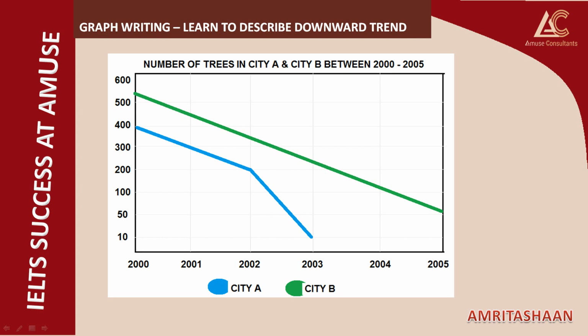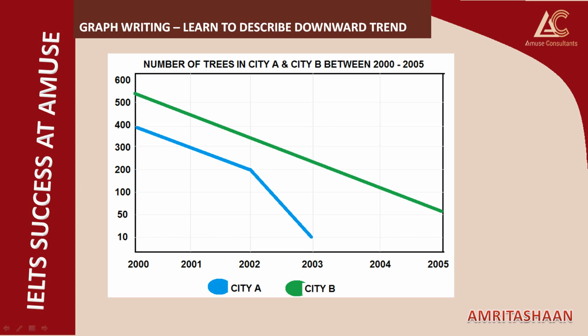So this is the first graph for you. Time to look at the information given on the graph. They are talking about the number of trees in city A and B, and the time period is between 2000 to 2005. The blue line is describing the changes, decreasing number of trees in city A, and the green line is describing the number of trees falling down in city B.